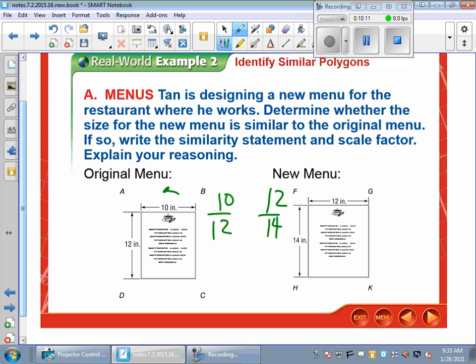So we can check to see, do these match up? You can reduce them. You can cross multiply. This one's probably easy just to reduce. Take out a 2. You get 5 over 6. Does that equal 6 over 7? It does not. So therefore, they are not similar, and we would move on from there.